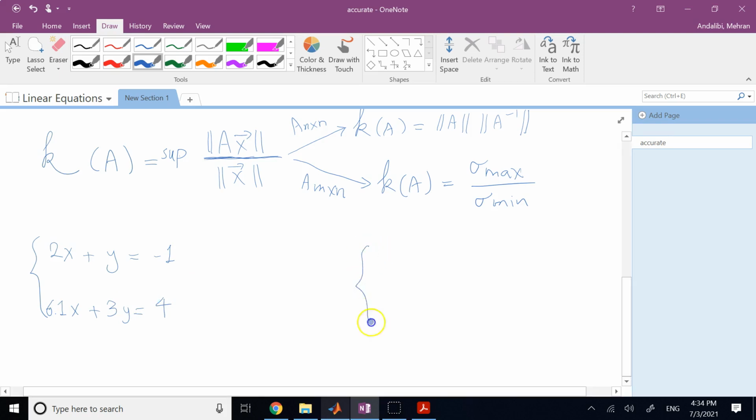In the other set of equations, I write something quite similar. So 2x plus y equals -1. And then instead of that 6.1, I make it, let's say, 8.1. Or 7.1, or whatever you want.